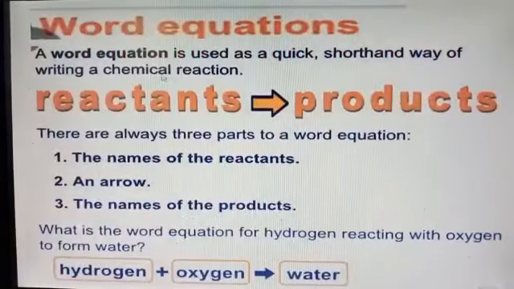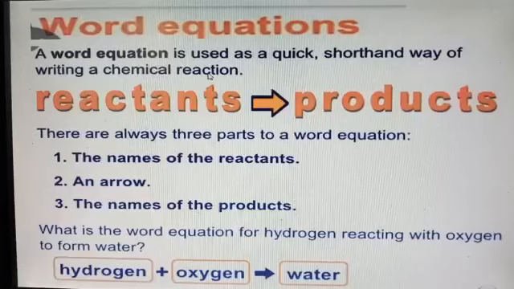Then word equations. A word equation is used as a quick shorthand way of writing a chemical reaction. So why do we use a word equation? In order to have a quick shorthand way of writing a chemical reaction. Reactants give products. There are always 3 parts to a word equation: the names of the reactants, an arrow, and the names of the products.